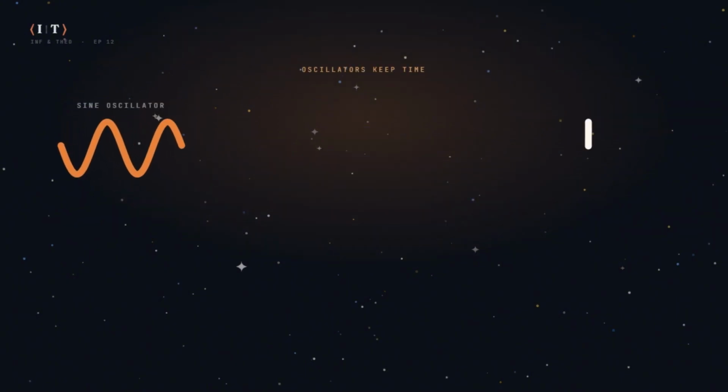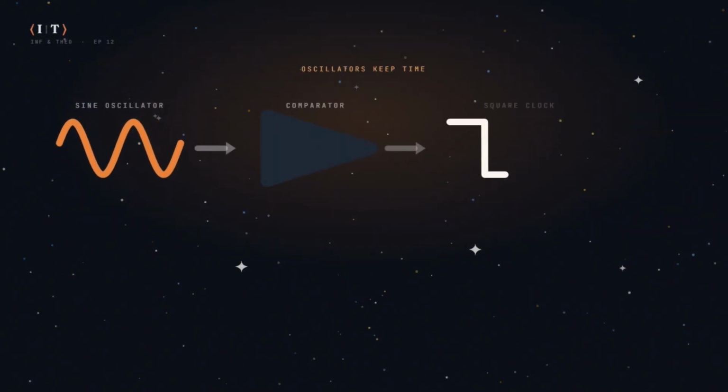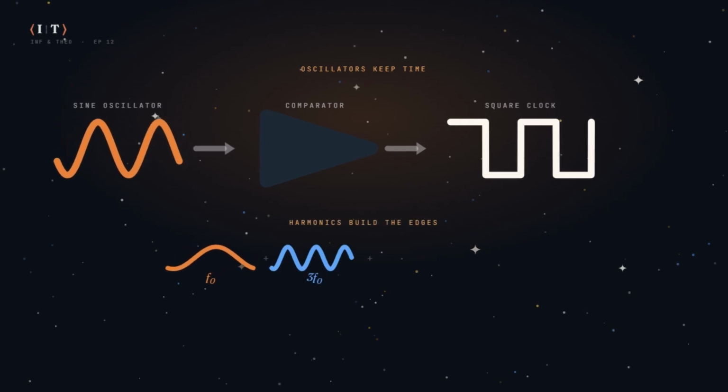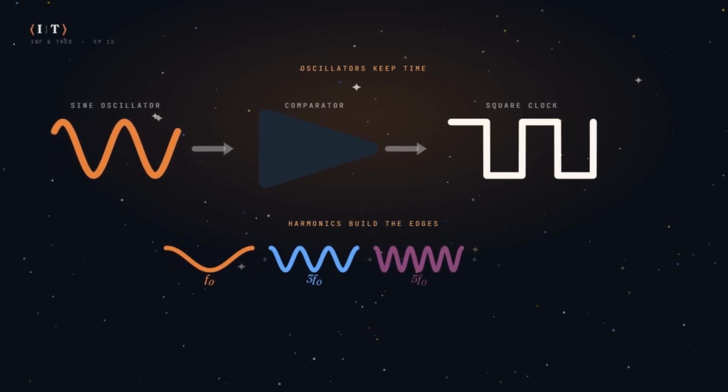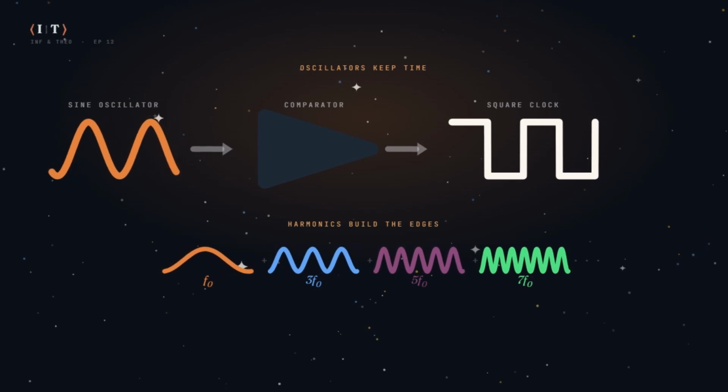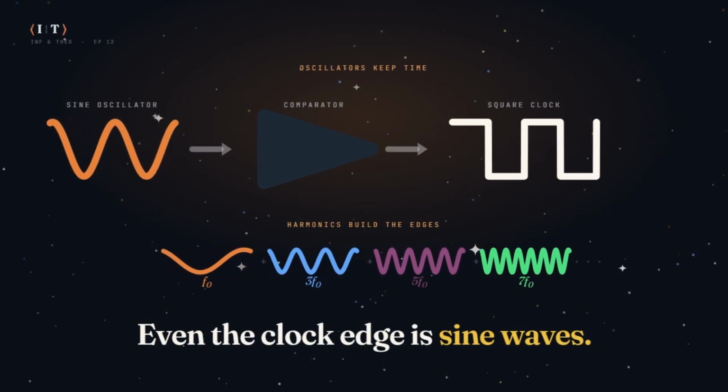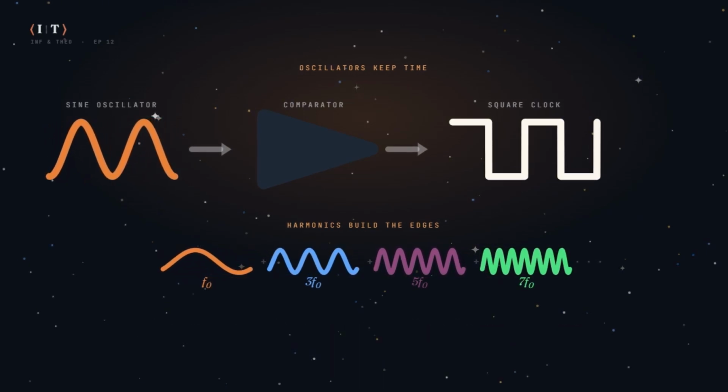An oscillator rings at one frequency. A comparator turns that ring into a squared-off edge. Along the bottom are the harmonics that add up to make the edge. The fundamental, then 3, 5, and 7 times it.